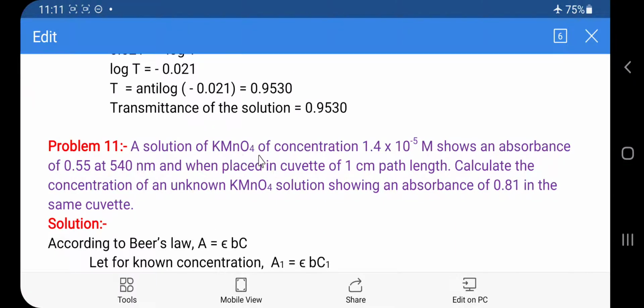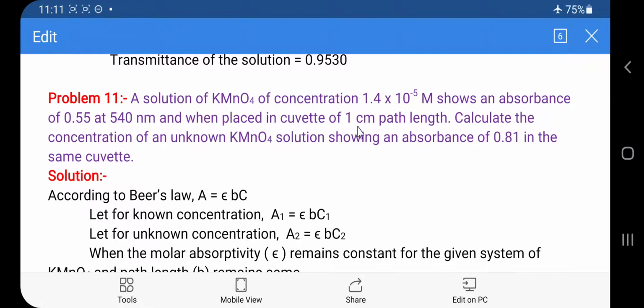A solution of potassium permanganate of concentration 1.4 × 10^-5 molar shows an absorbance of 0.55 at 540 nanometer when placed in a cuvette of 1 centimeter path length. Calculate the concentration of the unknown KMnO4 solution showing an absorbance of 0.81 in the same cuvette.